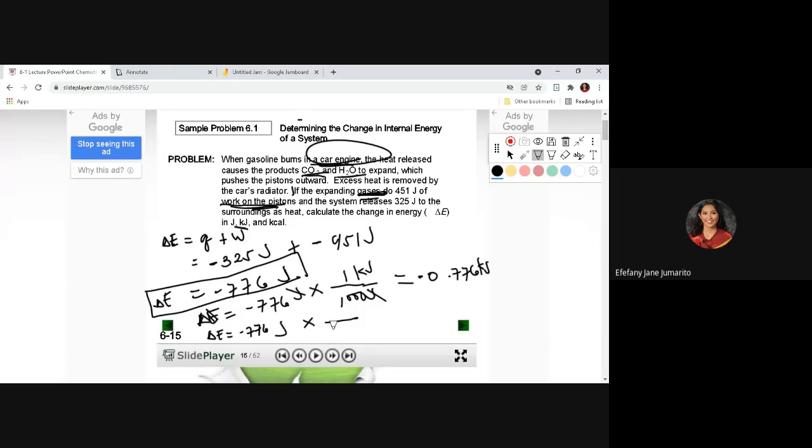All right, so let's use joules. So in one joule, we have 4.184 joules equal to 1 calorie. Now, in 1,000 calories, we have 1 kilocalorie. So we will be left with kilocalories. So joules cancel.